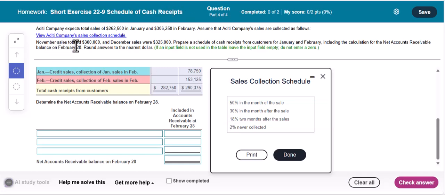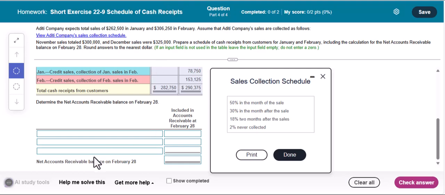So for November sales, we would collect in November and then 2 months after. So that's December and January. So these all have been collected, this 300,000. So we have no more AR from November. And for December, AR is collected in December and then 2 months after. So that's January and February. So nothing would be collected in March. And then so how about January sales? Well, how much would be collected in March, which is 2 months after? So 2 months after the sale, we're going to collect 18%.